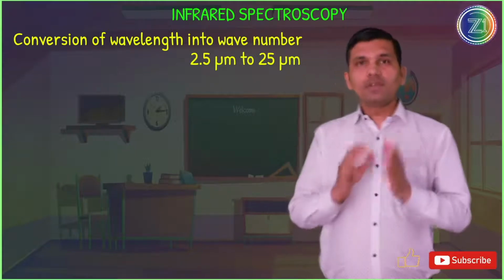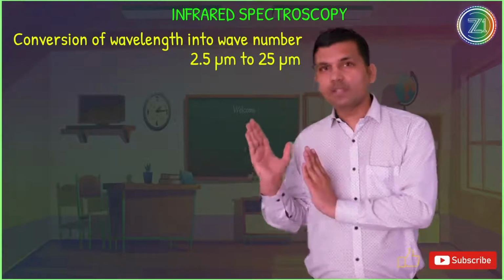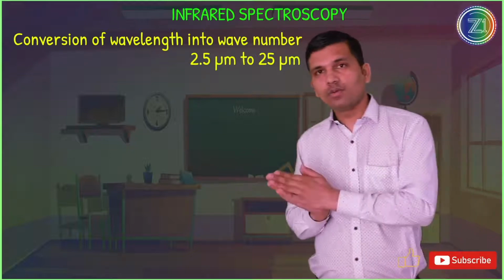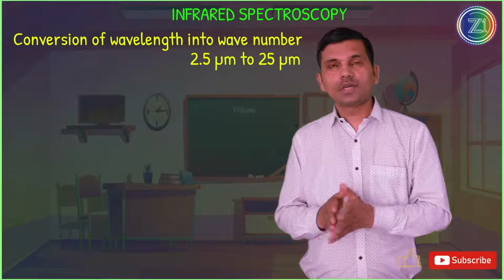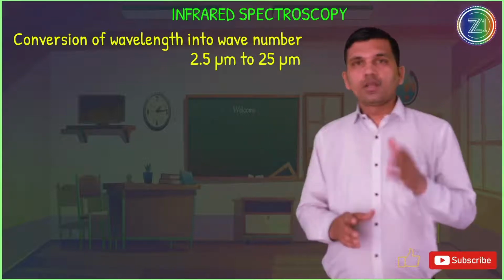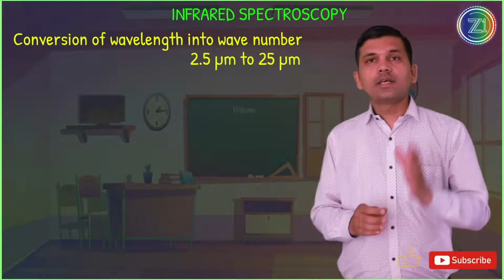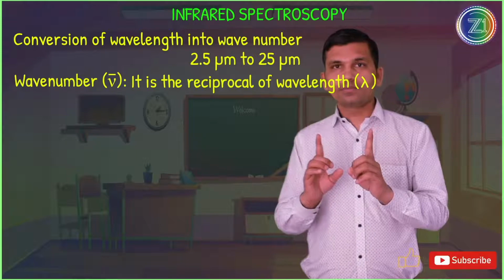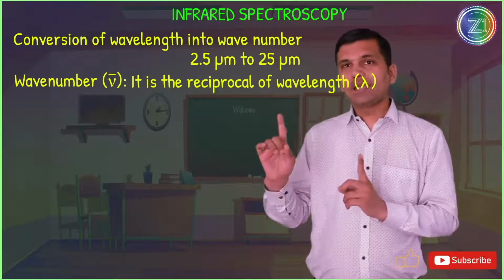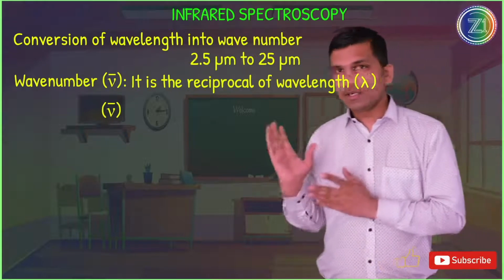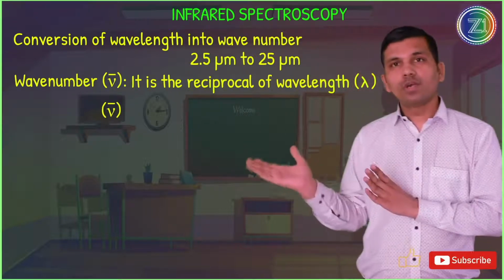Now we will convert these wavelengths into wave numbers. Why we are converting this, we will tell you after this explanation. How can we convert this wavelength into the wave number? You know very well the wave number is the reciprocal of wavelength. Now I am writing it here, wave number in terms of nu dash. If it is written as nu dash, then nu dash will be equal to what?